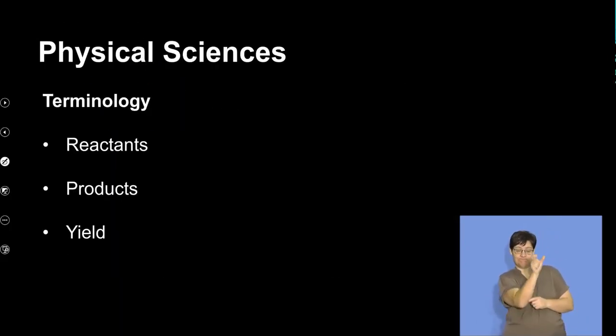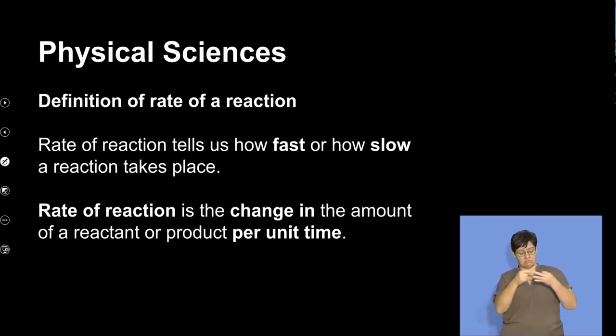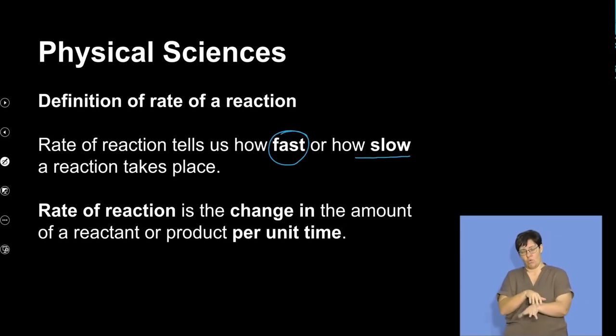The terminology that's important for this lesson is words like reactant, the substances that we need to start up a chemical reaction, product, the substances that are formed, and yield, how much of the substances are converted into a new substance. These terms will be used a lot. The rate of reaction is how fast or how slow a reaction is.